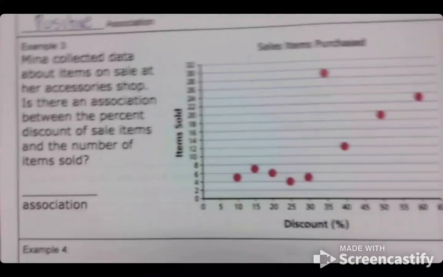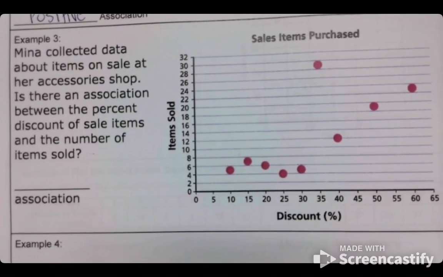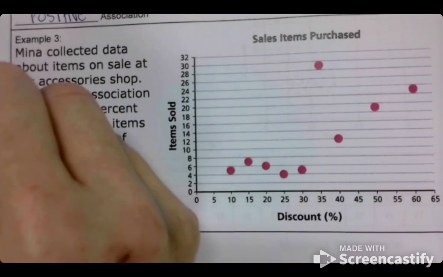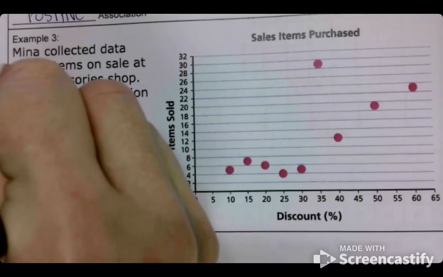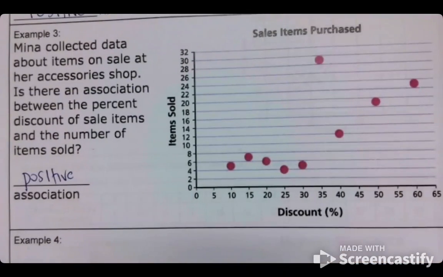All right. Mina collected data about items on sale at her accessory shop. Is there association between the percent discount of sale items and the number sold? So what do you think about this one? What is the correlation here? Positive. Great job. And what did we call this dude? An outlier. Great. All right.